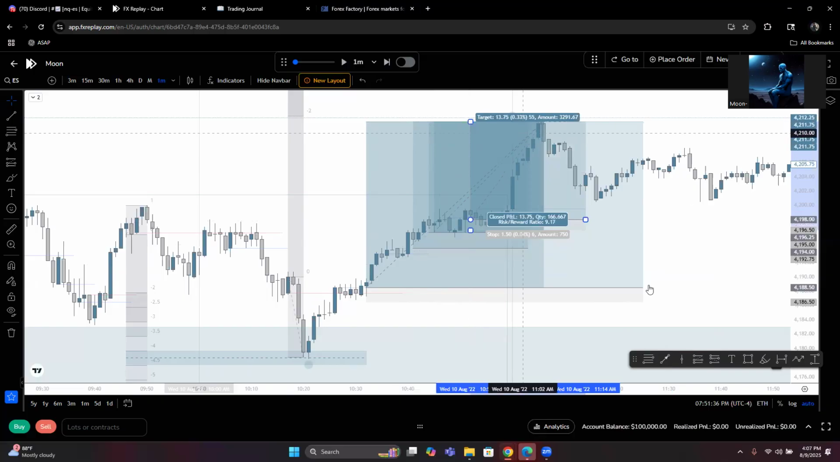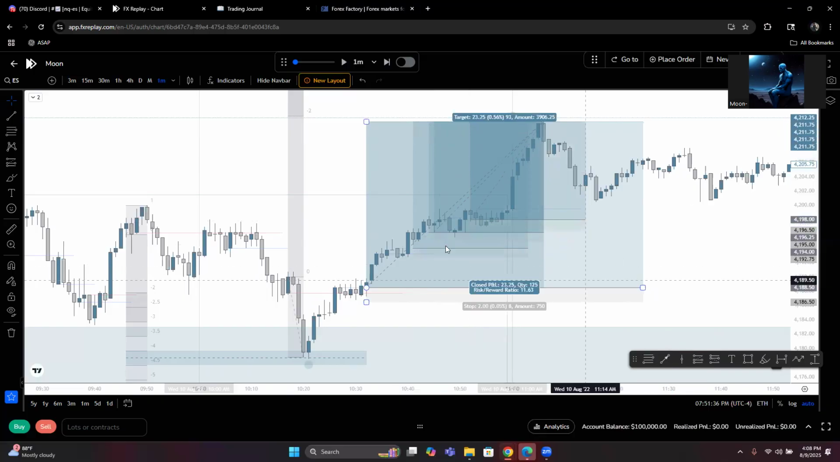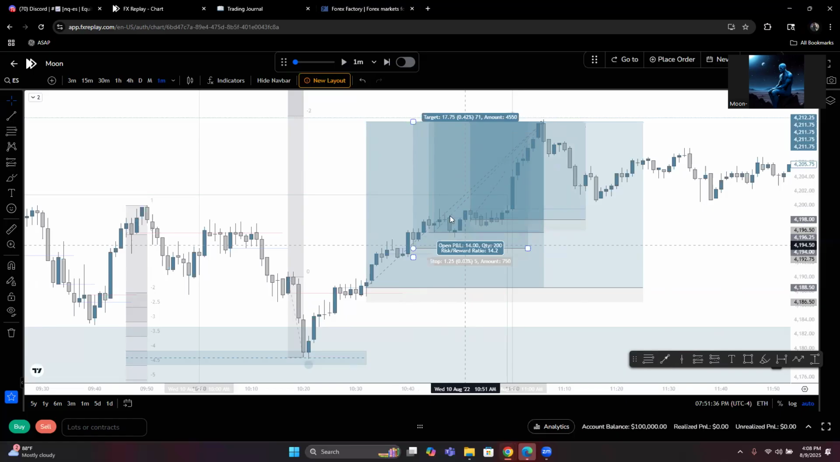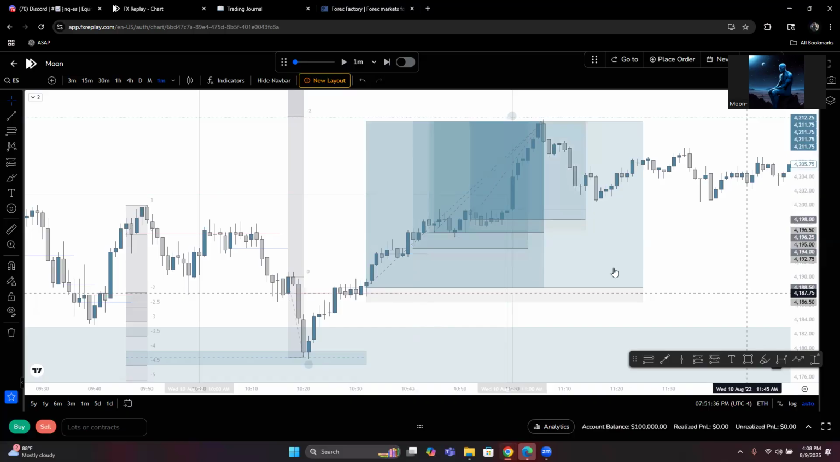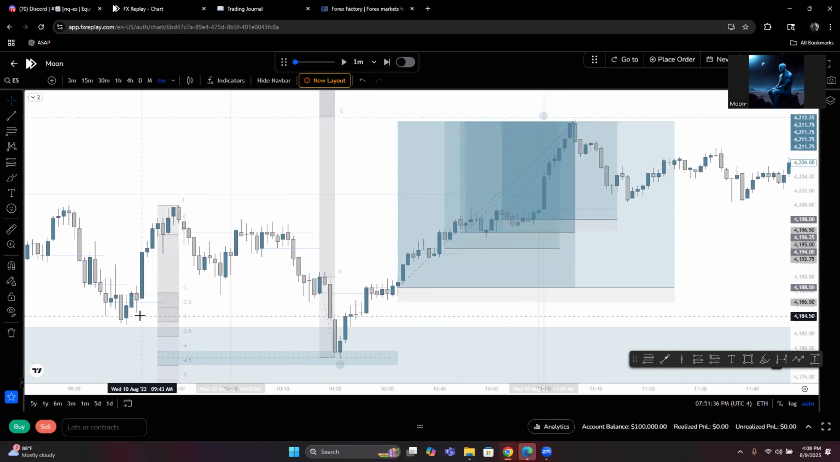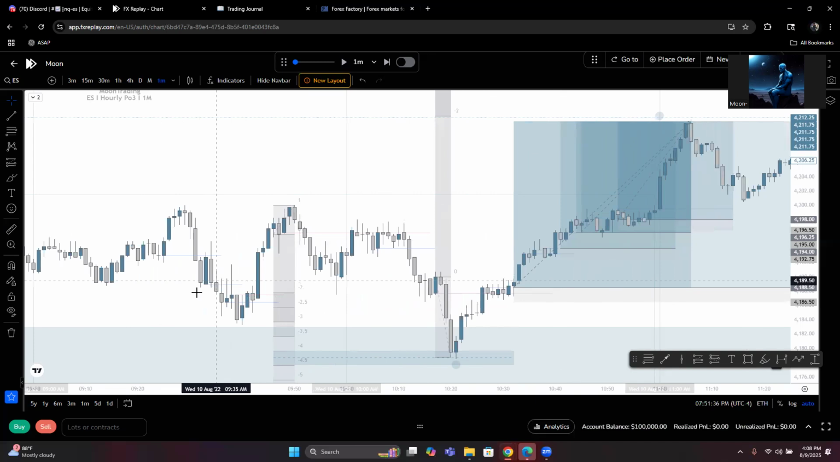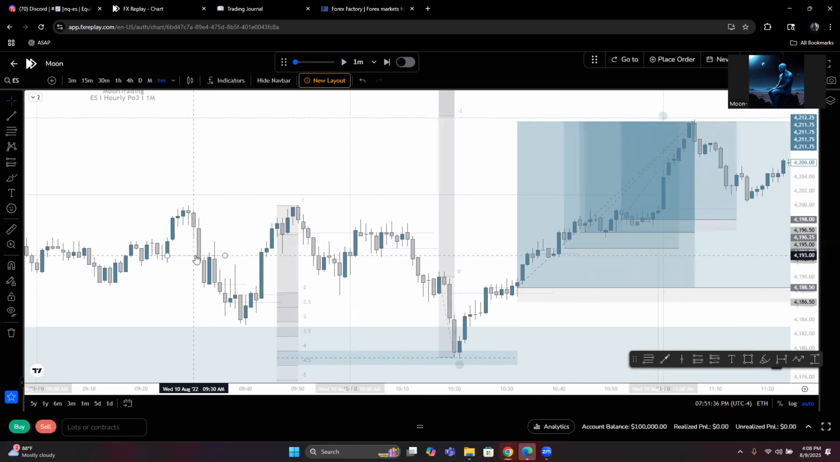And look, this is a 1 to 11. This is a 1 to 14. This is a 1 to 12. This is almost 1 to 9, 1 to 10. No matter where you're entering, you're still getting a very, very good RR. I mean, these trades, it didn't work out, right? It just didn't work out. I mean, even when we go towards this, it was still 1 to 3 before you got stopped out.